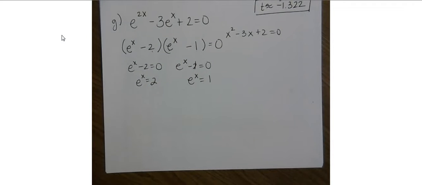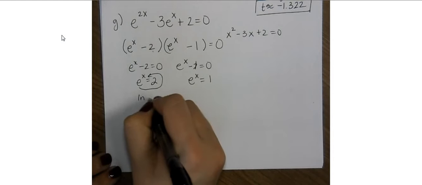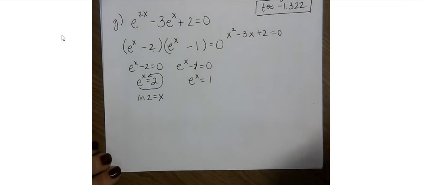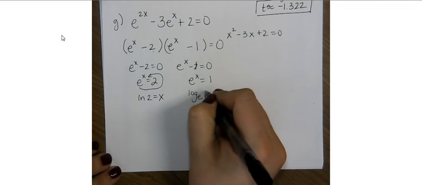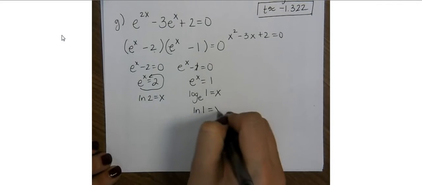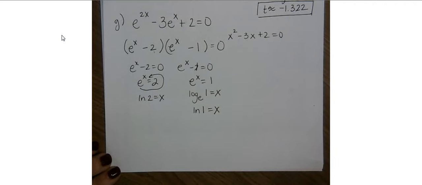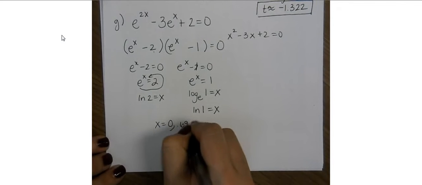So in order to do that, you're going to have to convert it to natural log. So when I convert it, I have the natural log of 2 equals x. Remember that natural log is the same as log base e. So you can think of it like log base e of 1 equals x, and then change it to natural log if you want. So you get the natural log of 1 and the natural log of 2. So x is going to equal 0 and 0.693.